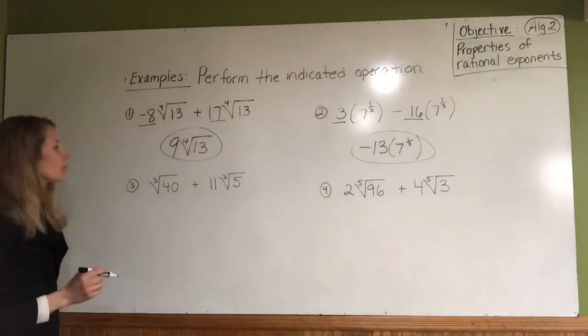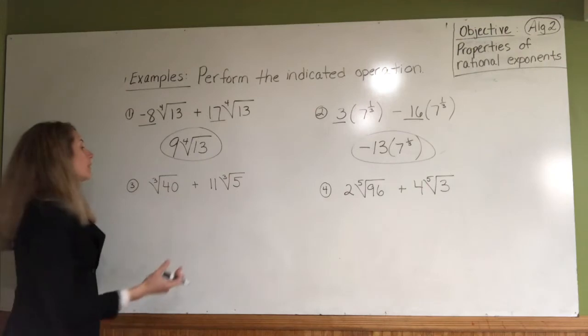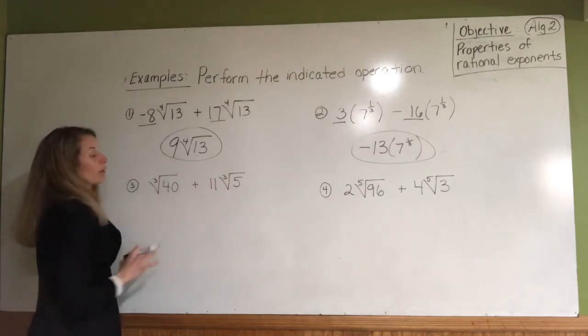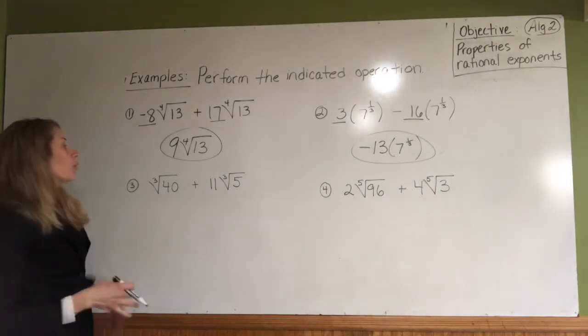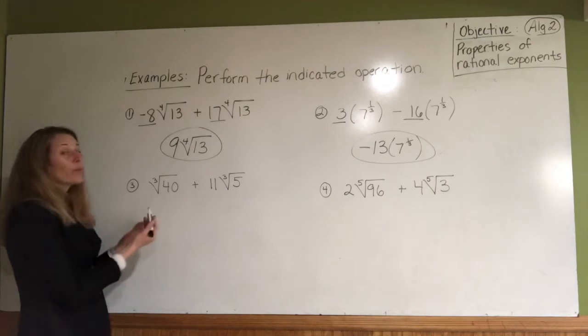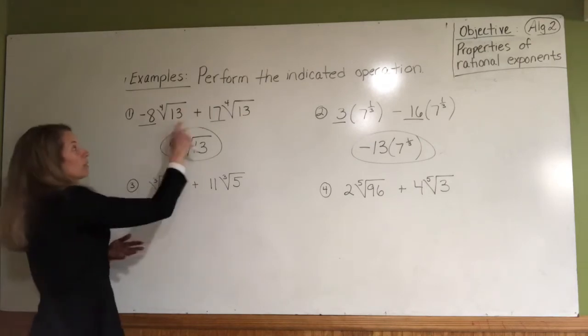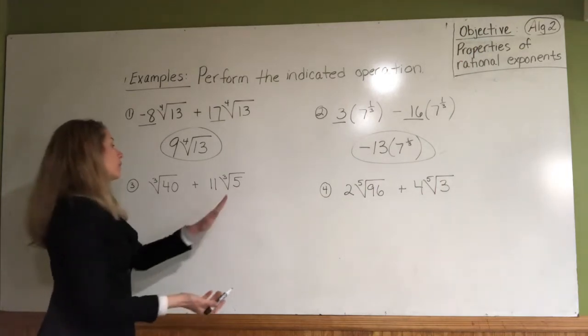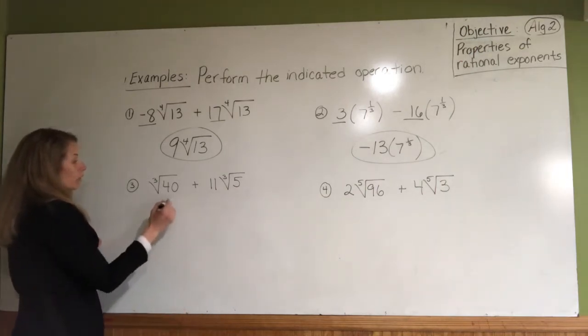Now, when we get down to numbers 3 and 4, it's a little bit different because this time, even though they're both cubes, the numbers inside the radical are different. So what we would have to do in that case is simplify either one or both of them to see if they end up with the same radical. Now 5 can't be simplified any further, so we don't have to worry about that one. But let's take a look at the 40.